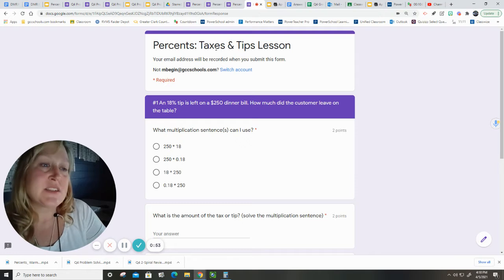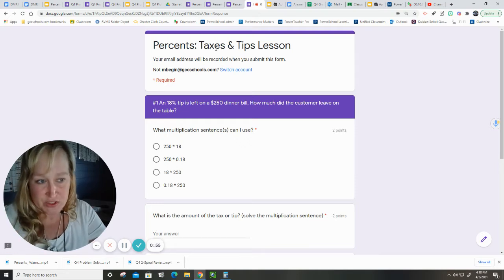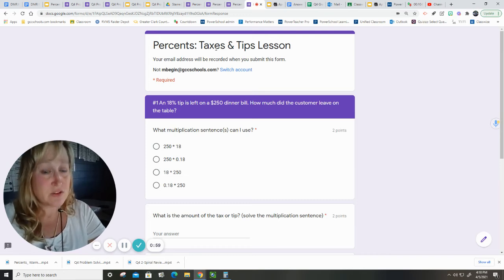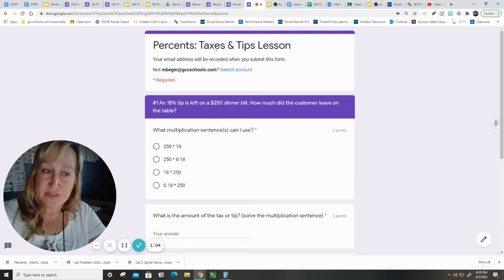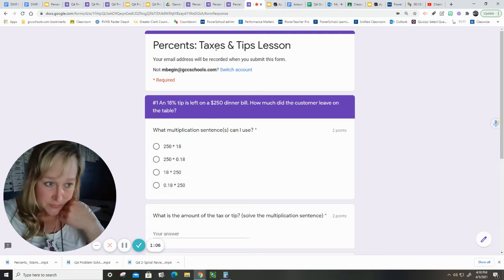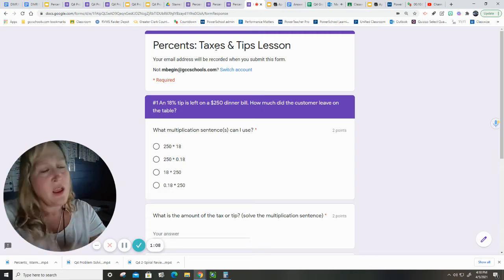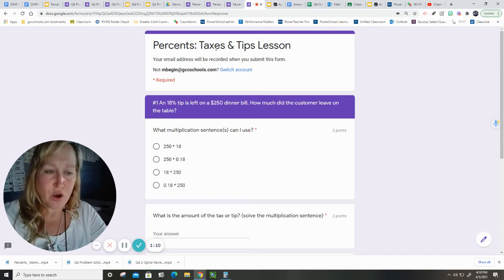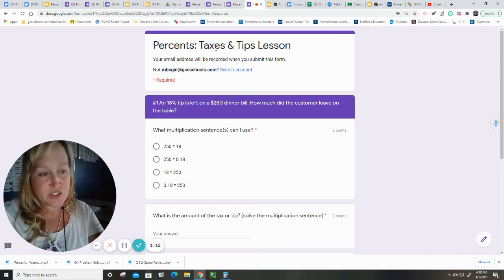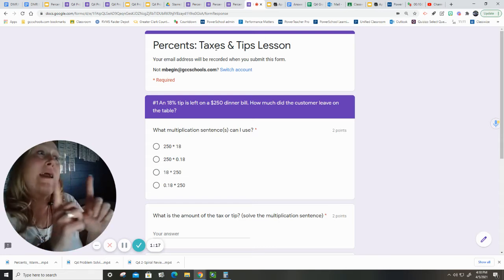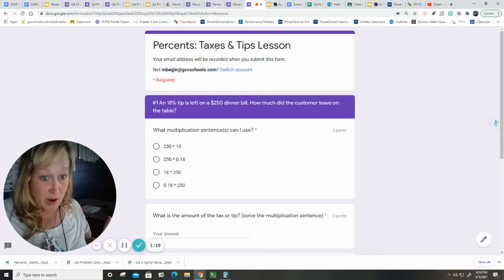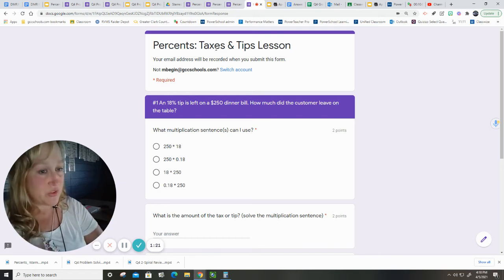An 18% tip is left on a $250 dinner bill. First, I want to eat where they're eating because, $250, that must be some good food. An 18% tip is left on a $250 dinner bill. How much did the customer leave on the table? So when it says how much did the customer leave on the table, they probably had to pay for the meal and leave the additional tip, right? So we're going to have to add these two together, most likely.